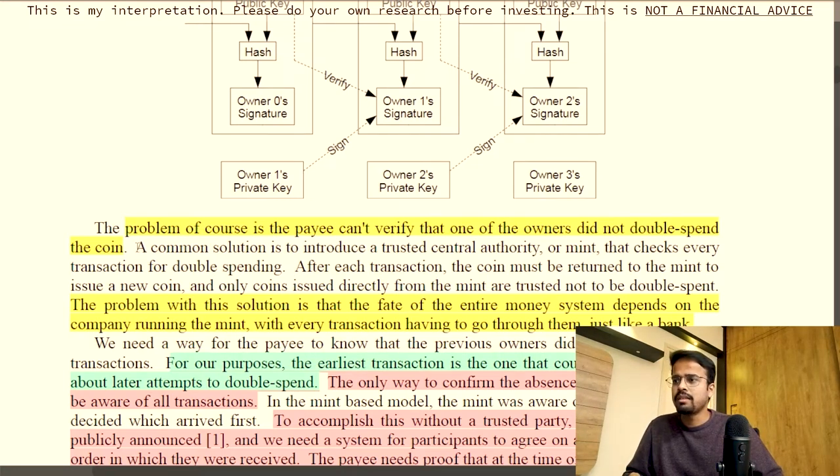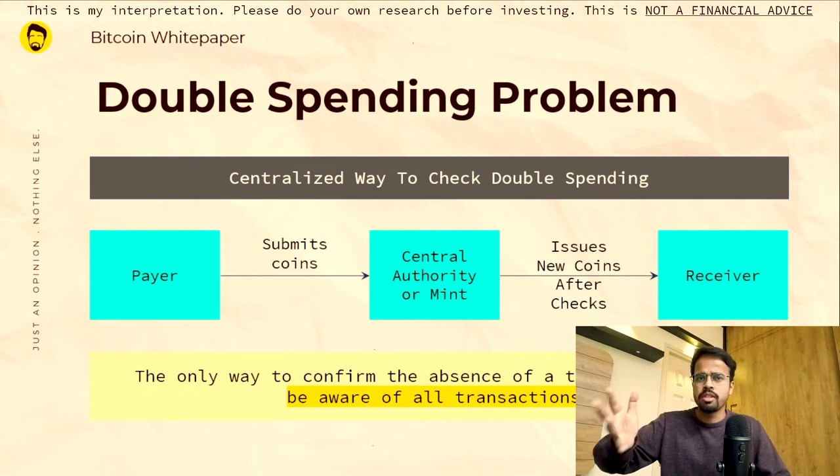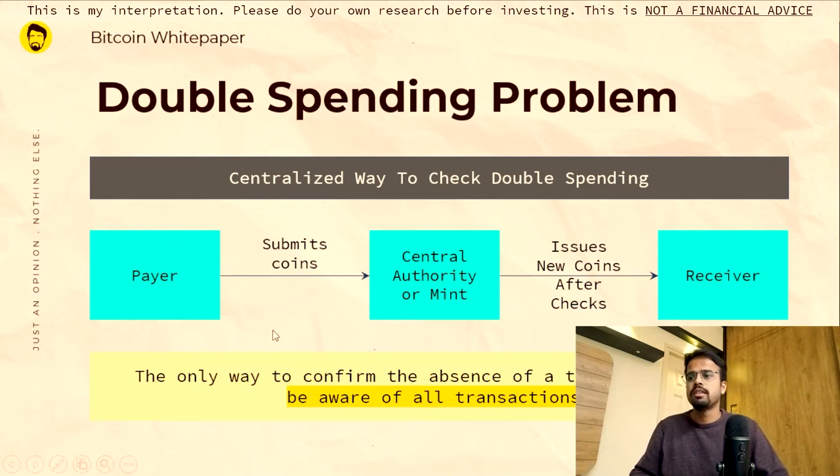So they have given an example of how this would have functioned if there was a centralized authority. Let's see their example: a centralized way to check double spending. There is a payer who submits some coins to the central authority whenever he or she wants to complete a transaction. The central authority or mint then issues the new coin after checking that the payer had a sufficient number of coins, which the receiver needs to get. The central authority itself issues the new coins to the receiver. So any and every coin which anyone is getting comes directly via the central authority or mint.